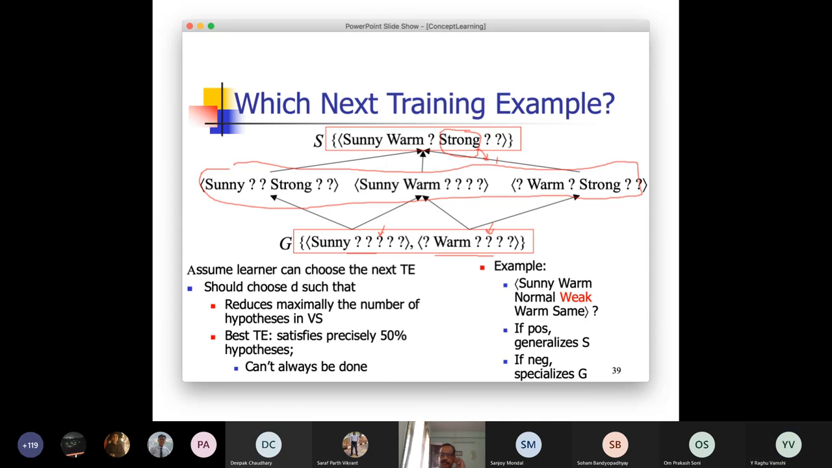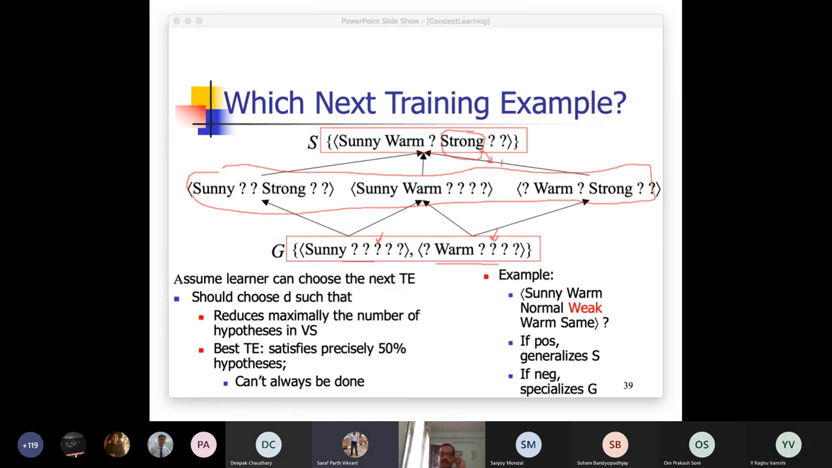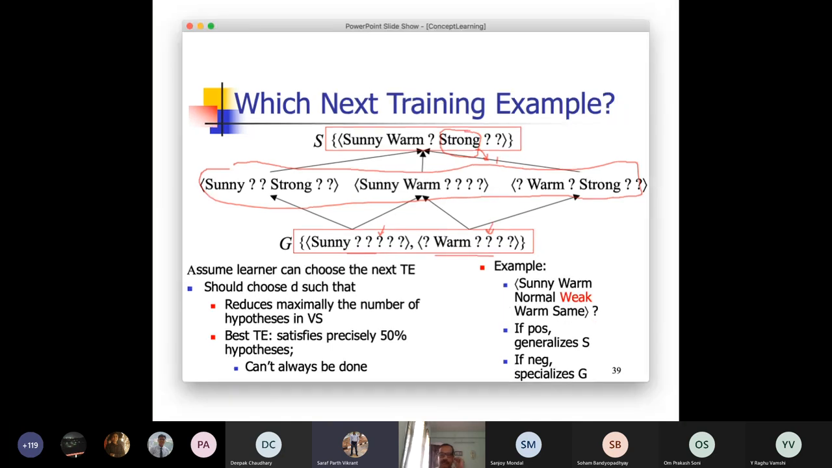Sir, I have a question. If the example like sunny, warm, normal, weak, warm, same is negative, so we can choose either of the last four to be negative, right? So, you are saying that suppose it is negative, then how do we specialize G, how do you modify it? That is your question? Yes. So we can change normal to anything else or weak to anything else. We can change the last four parameters, right?